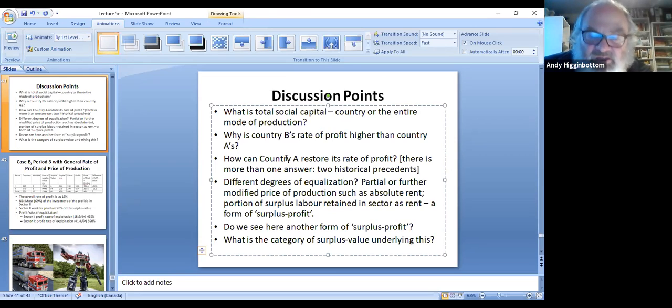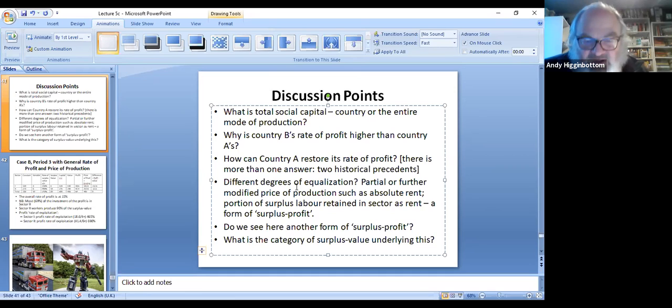Now then, given this was the case, how can country A restore its rate of profit? There's not one answer to this question. There are at least two answers with two clear historical precedents. Country A, remember, has got a 7.5% rate of profit, and country B has ended up with a 15% rate of profit. What is country A going to do about it?